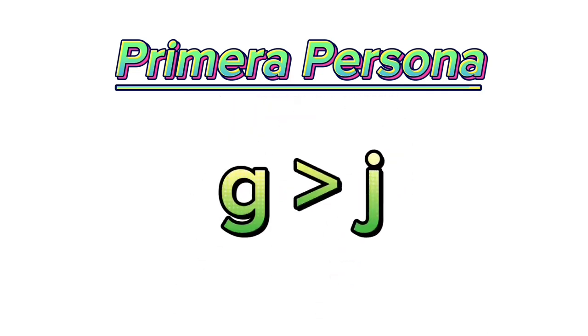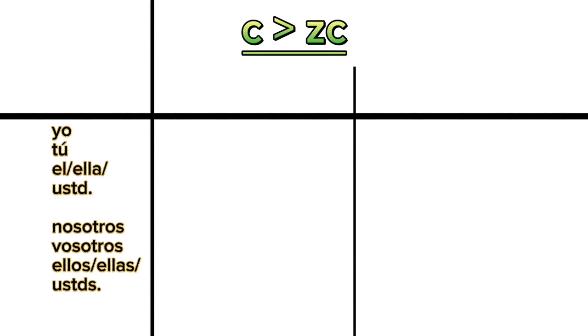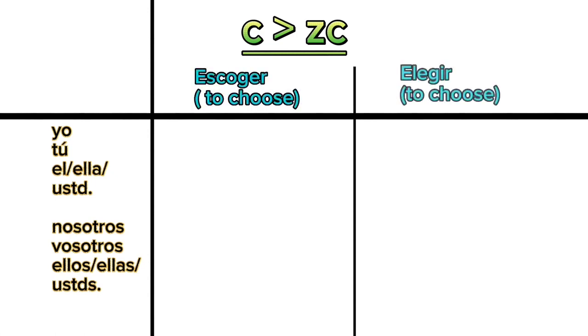Now, the other subcategory that we have in this is G changes to J. Now in this we have 2 verbs, that is escoger and elegir. These two verbs basically mean the same thing, that is to choose. If I choose something, I can either use escoger or I can use elegir. Now, what happens here is the G in escoger and elegir changes to J, but only in the first form.